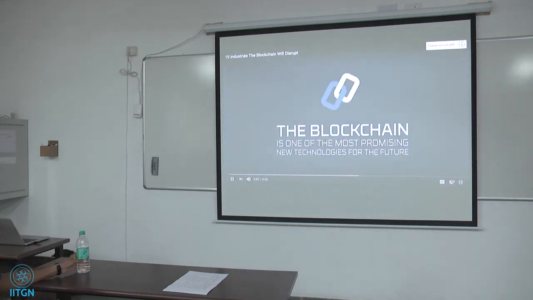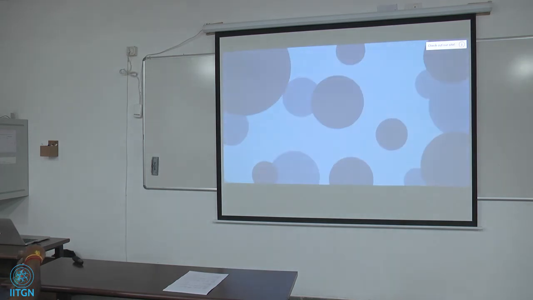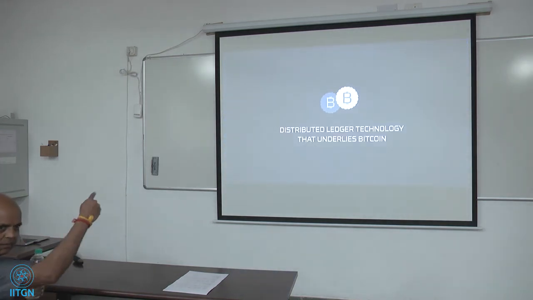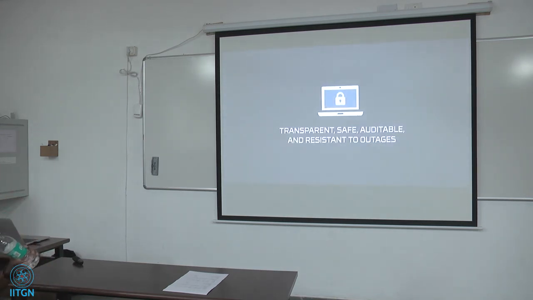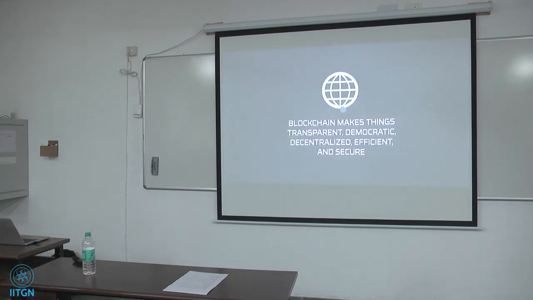Blockchain is one of the most promising new technologies for the future. So what is it? It's a distributed ledger technology that underlies cryptocurrencies like Bitcoin and provides a way to record and transfer data that is transparent, safe, auditable, and resistant to outages. The blockchain has the ability to make the organizations that use it transparent, democratic, decentralized, efficient, and secure.